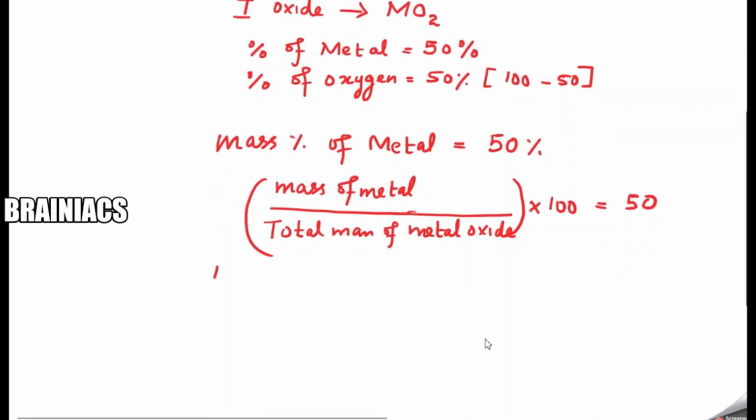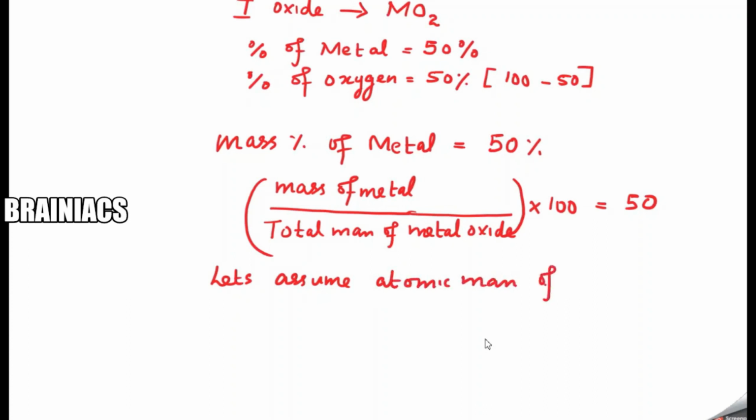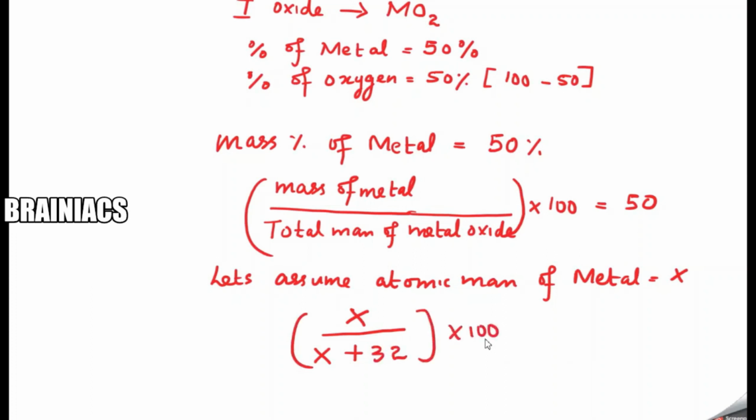So let's assume atomic mass of metal is equal to X. Okay. So we know that atomic mass X divided by total mass. So we know that the formula of the first one is MO2. So that is X plus O2, which means 16 into 2, 32, will come into the picture. Correct? Into 100 is equal to 50. Correct?